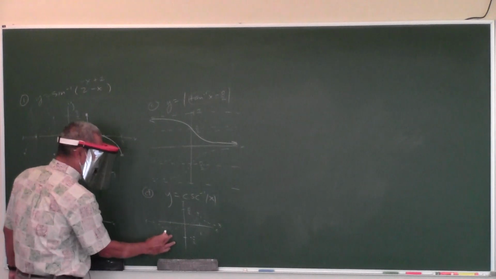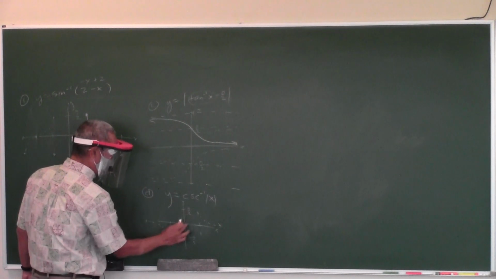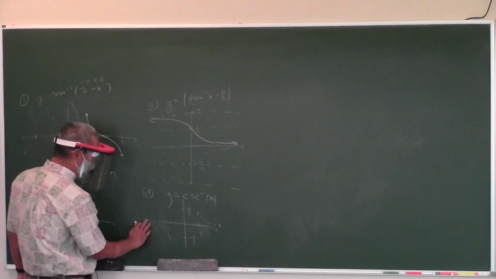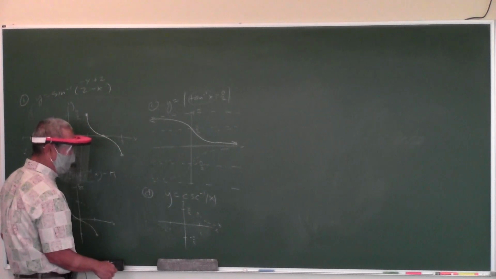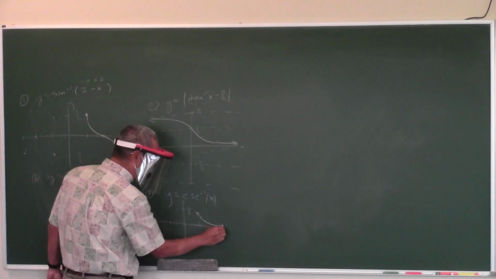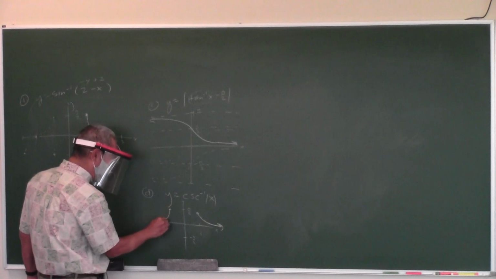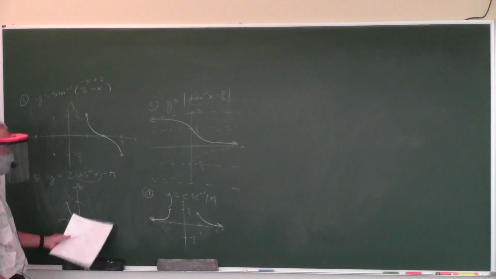So let's erase this part. Okay? So erase everything to the left of the y-axis. Keep and reflect the remaining portion about the y. So this looks like that.